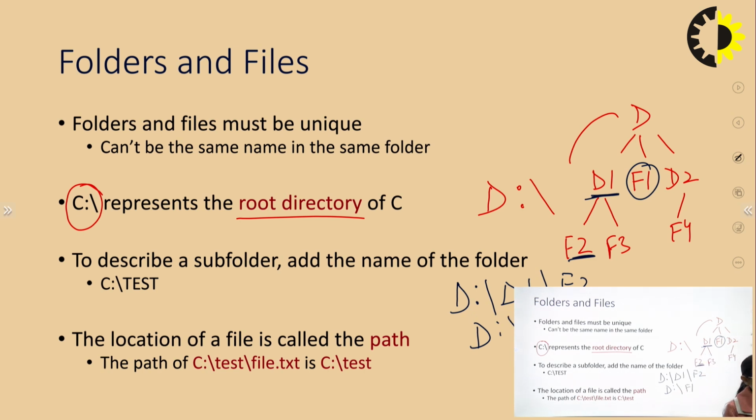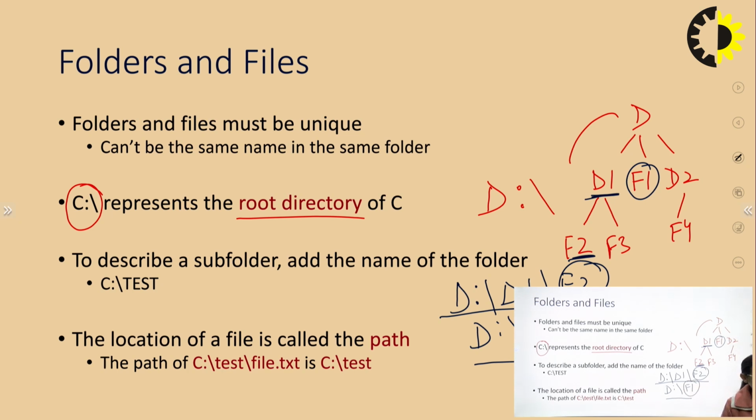So, this is how we move from one directory to another directory. The location of a file is called the path. So, what is this? This is the path of my file F2. This is the path of my file F1.